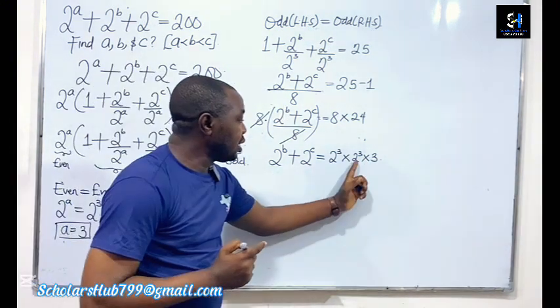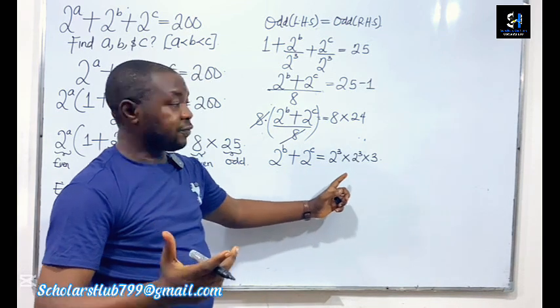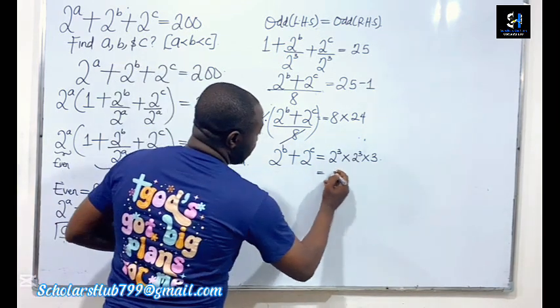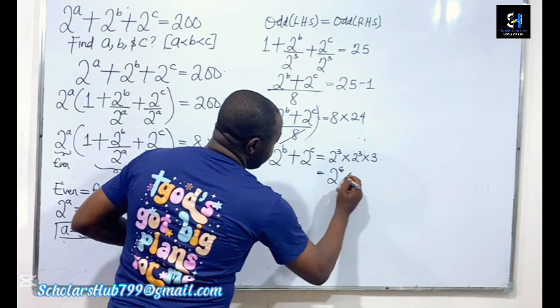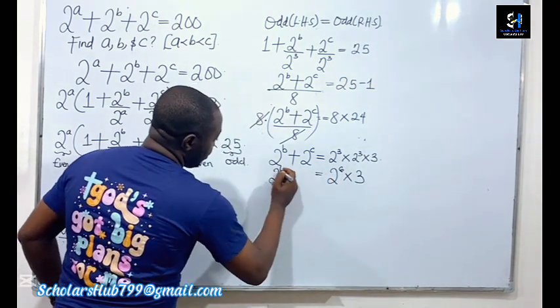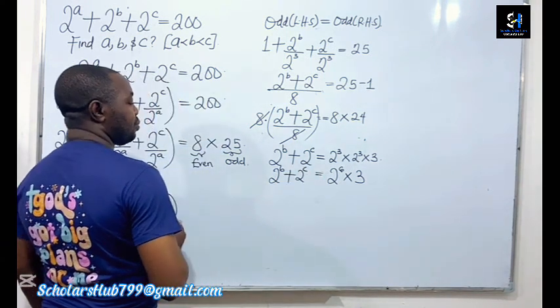Now remember, 8 times 3 is 24. So 2 raised to the power of 3 is 8. So I will combine this, okay? So when we combine this, this will be 2 raised to the power of 6 multiplied by 3. Okay, so we have the left hand side to be 2 raised to the power of B plus 2 raised to the power of C.